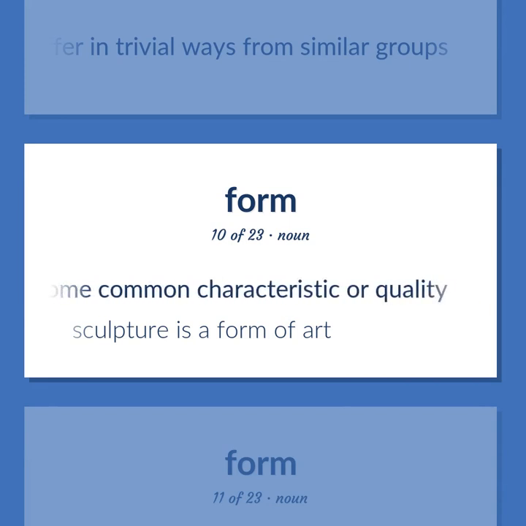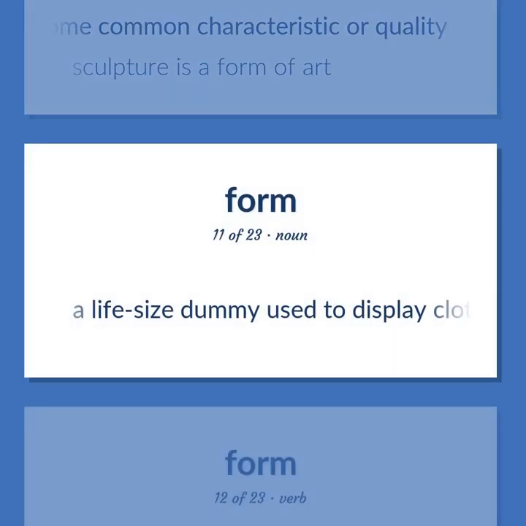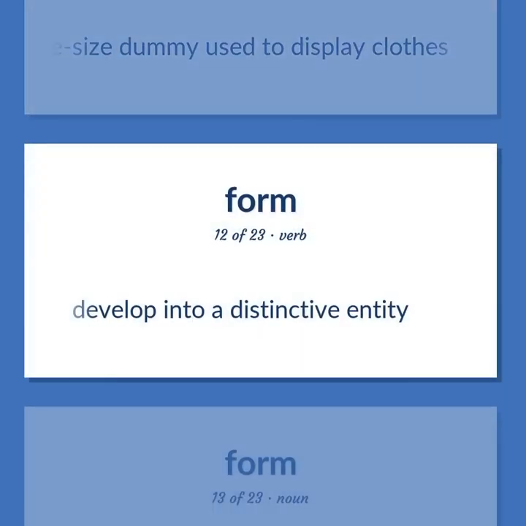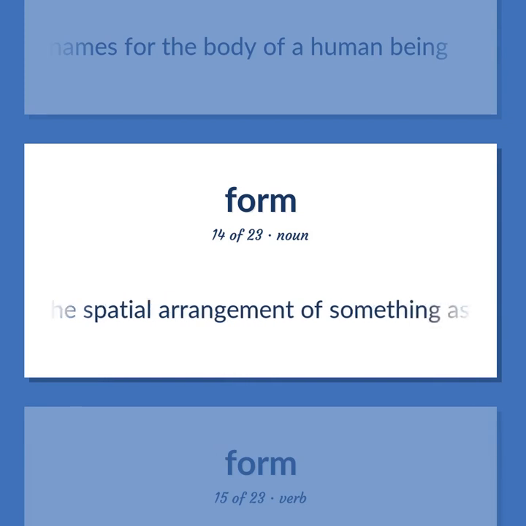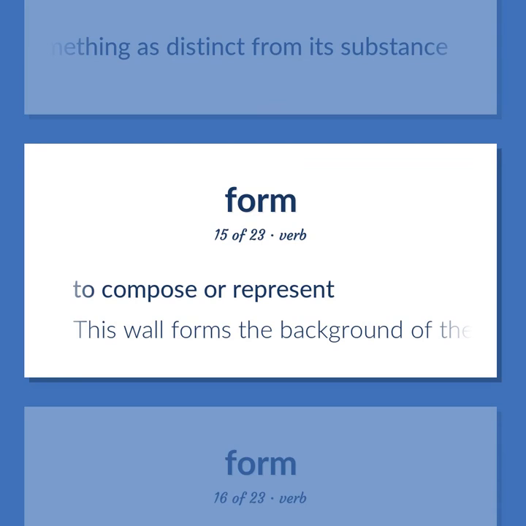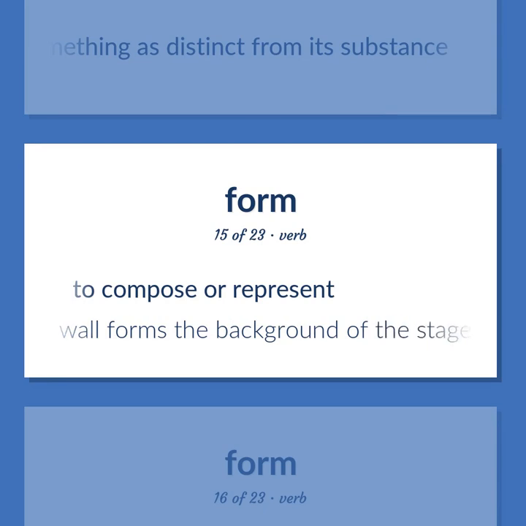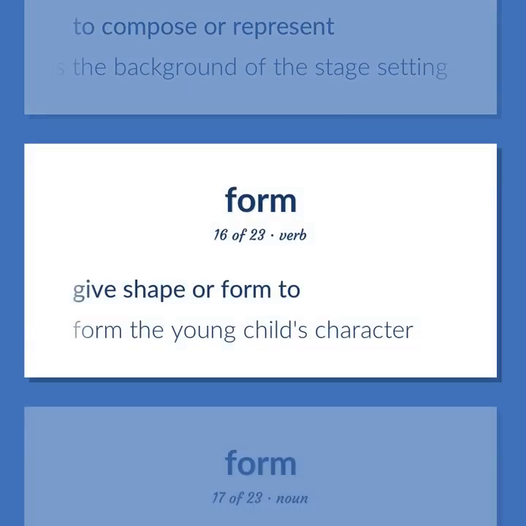Sculpture is a form of art. A life-size dummy used to display clothes. Develop into a distinctive entity. Alternative names for the body of a human being. The spatial arrangement of something is distinct from its substance. To compose or represent. This wall forms the background of the stage setting. Give shape or form to. Form the young child's character.